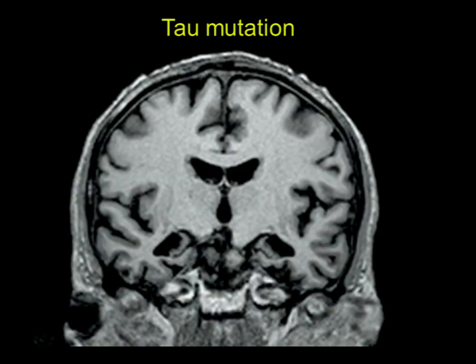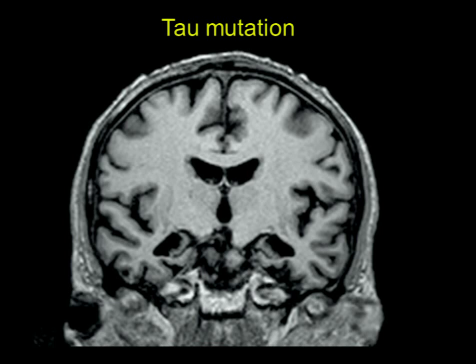What about some of the genetic causes? Well, sometimes these can give rather unusual patterns. This is somebody who is presenting with a tau mutation, who actually presented with a lot of memory problems, and you can see why, because I've told you that these are the memory areas of the brain, and they're very, very shrunken down. Actually, rather more shrunken than we see in Alzheimer's disease.